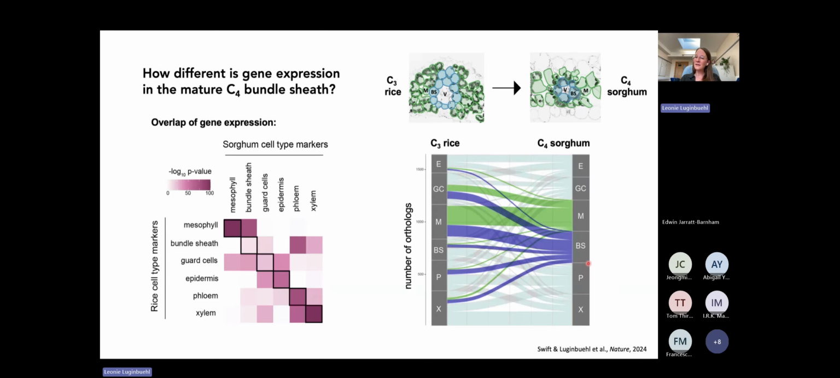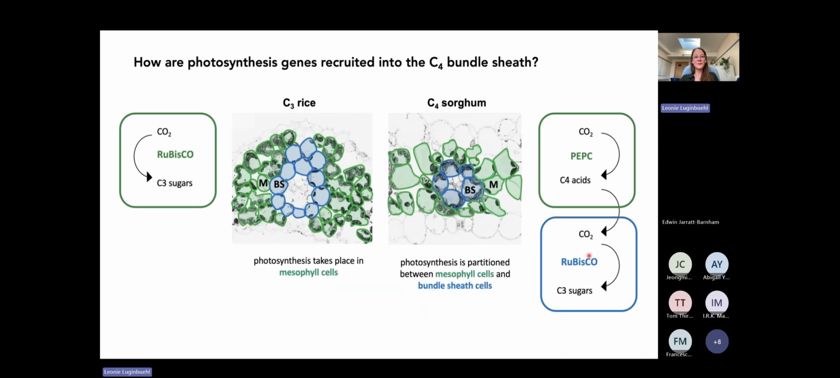If we look at the bundle sheath genes that are expressed in sorghum here in blue, we can then look at where they are expressed in rice, in which cell type. And you can see that only very few genes are expressed in a bundle sheath of both sorghum and rice. But most genes that are expressed in a bundle sheath in sorghum are actually expressed in a mesophyll in rice. And that includes a lot of photosynthesis genes. So there's been a huge rearrangement of gene expression for the bundle sheath to allow C4 photosynthesis, and in particular, a recruitment of mesophyll-specific genes in a C3 state to the bundle sheath in a C4 plant.